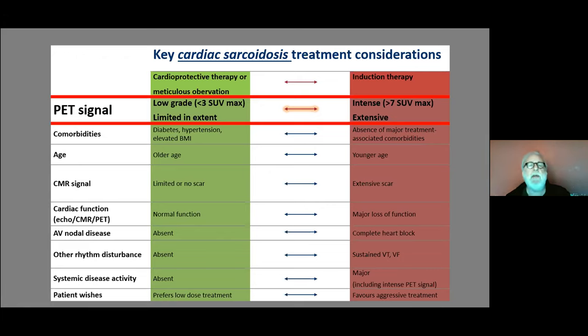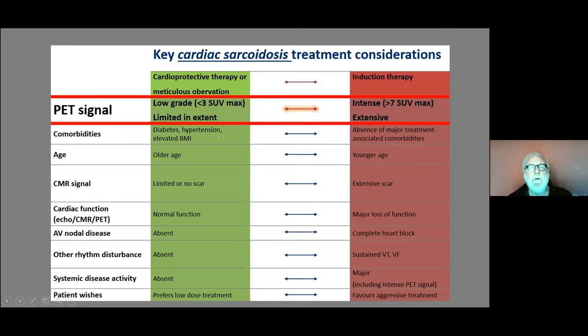So on activity, you start with looking at PET. Now, don't worry about these thresholds. No one of these things is standalone. You've got to think about all of these things. So are you going to make a decision to go higher? Or are you going to be more restrained? And here are some of the other things you have to take into account.